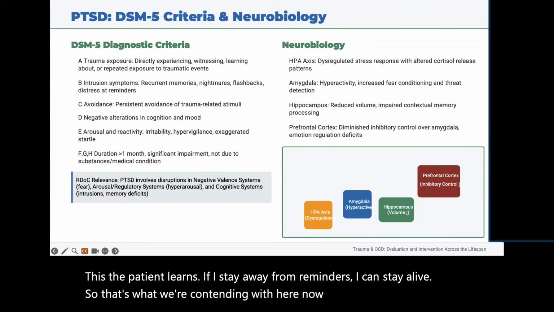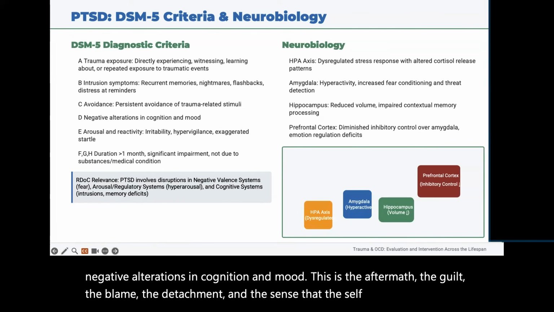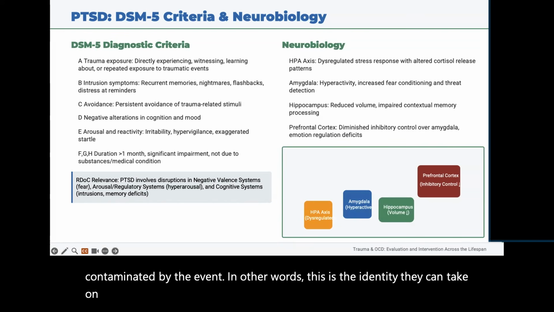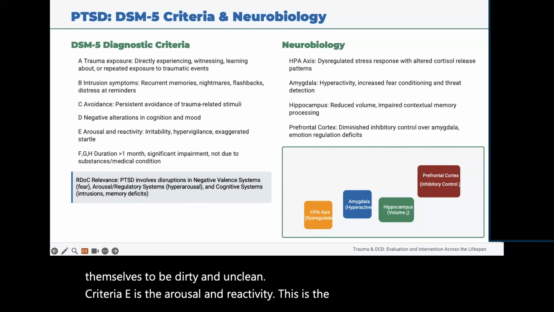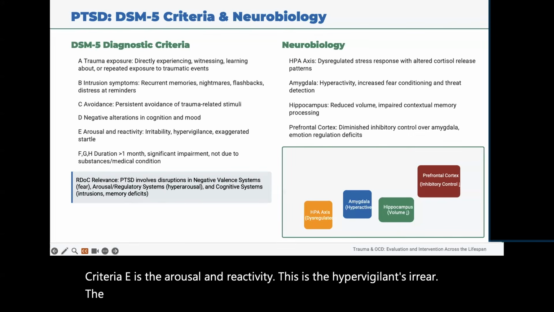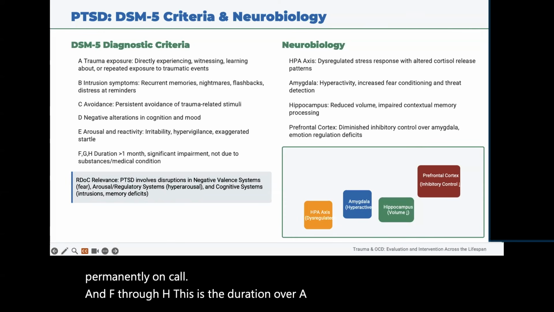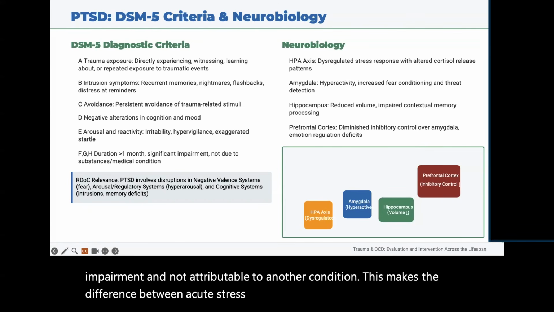Now, criteria D, this is the negative alterations in cognition and mood. This is the aftermath, the guilt, the blame, the detachment, and the sense that the self was somehow contaminated by the event. In other words, this is the identity they can take on forevermore. This is a sexual assault survivor who forever believes themselves to be dirty and unclean. Criteria E is the arousal and reactivity. This is the hypervigilance, irritability, exaggerated startle, sleep disturbance. The nervous system is permanently on call. And F through H, this is the duration over a month, clinically significant impairment, and not attributable to another condition. This makes the difference between acute stress and chronic reorganization of the self.